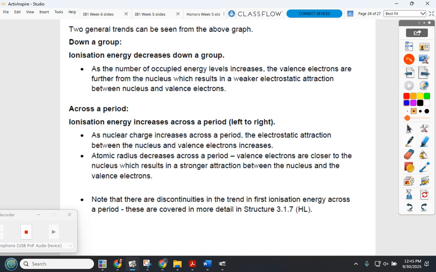So we've got increased number of occupied energy levels. That gives us more shielding. It increases the distance to the nucleus, lowers the Coulombic force of attraction as we go down a group. As we go across, we're increasing because we are seeing an increase in effective nuclear charge because of the increase in protons, although our electrons are being added to the same energy level.